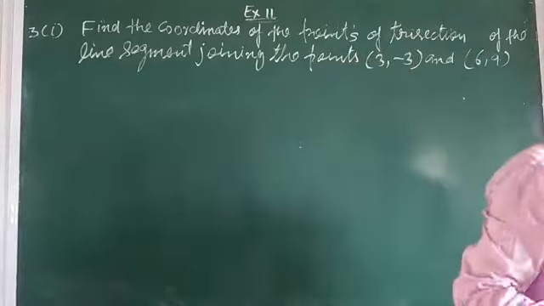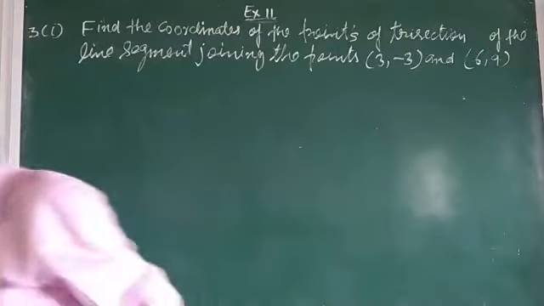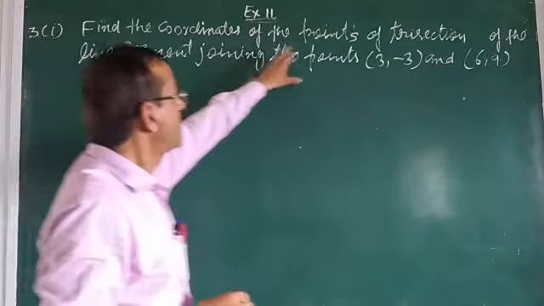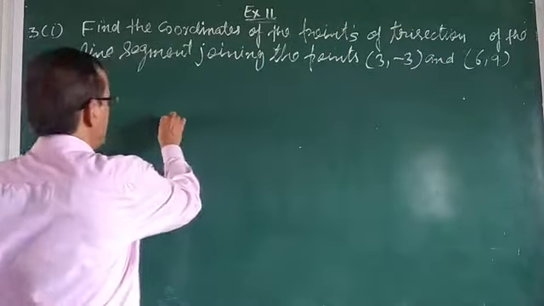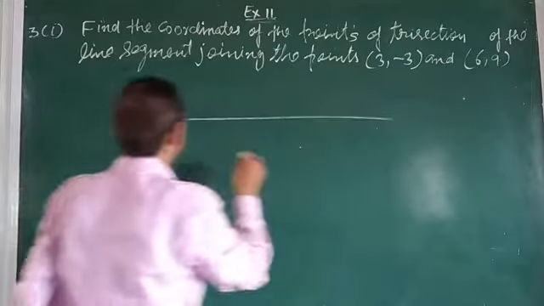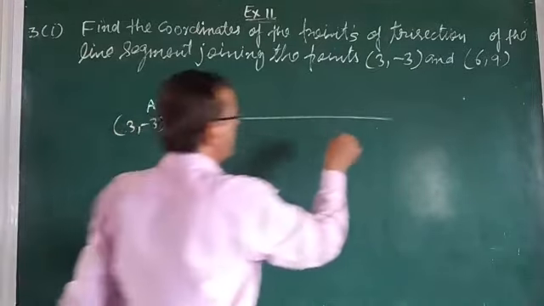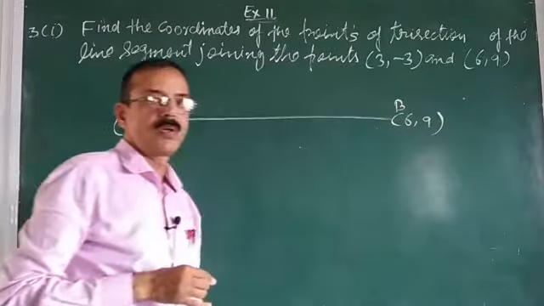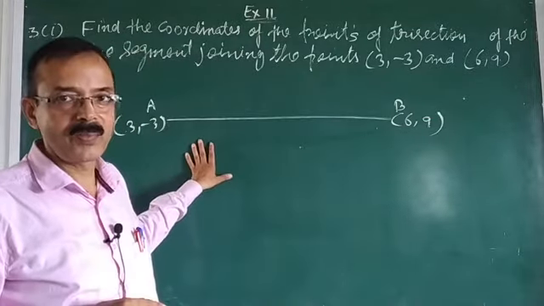Trisection means three sections. Find the coordinates of the points of trisection. Suppose this is A with coordinates (3, -3) and this is B with coordinates (6, 9). These 2 points, if joined, will form a line. Suppose this is line AB.